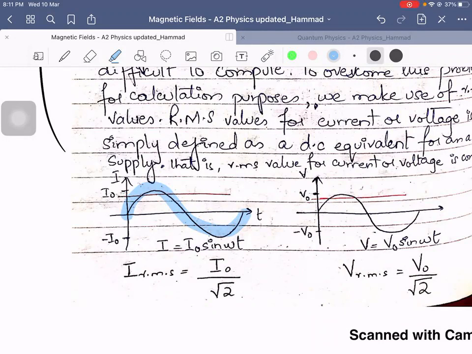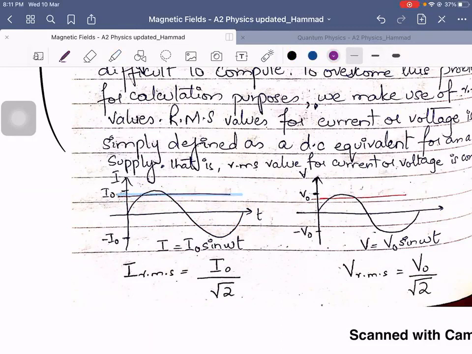Let's say, for example, if you were to charge a phone, the phone would keep charging, discharging. For the first part of the cycle, it keeps charging. And then for the next part, it keeps discharging. And that would completely destroy my equipment. So we need to work on a DC equivalent value.